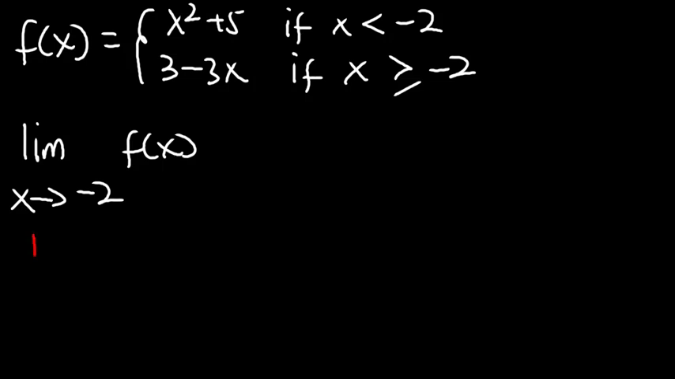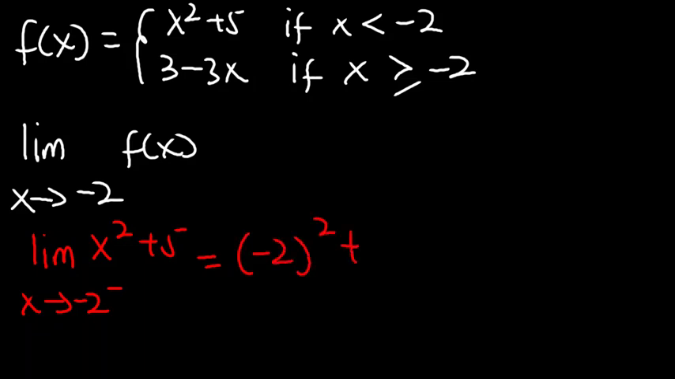So for that one, you're going to have the limit of f of x, and in this case our f of x would be x squared plus 5, as x approaches minus 2 from the left side. And then in this case you're going to have minus 2 squared plus 5, and this will give us an answer of 9.